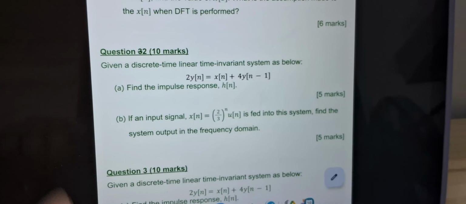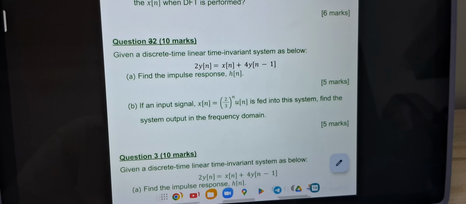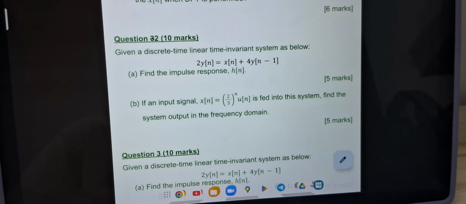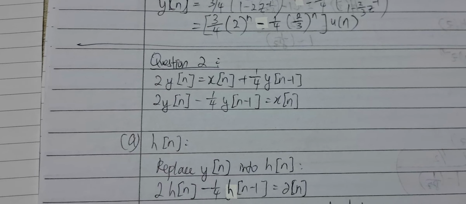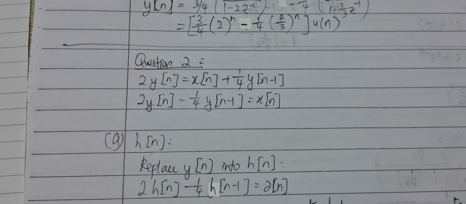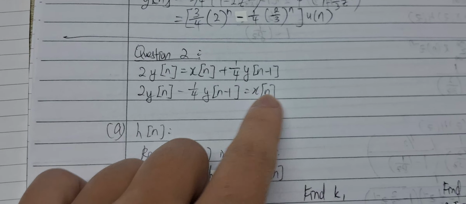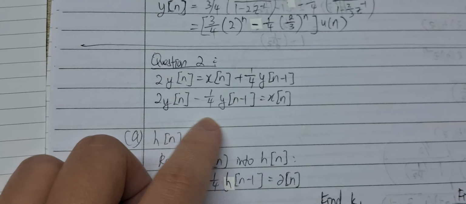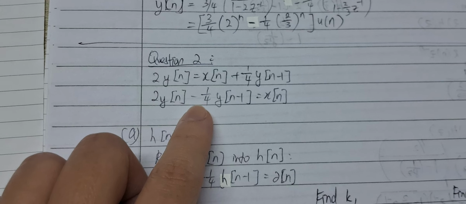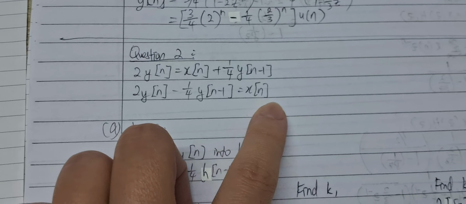Moving forward to question 2. For question 2, the equation has been modified to 2y[n] equal to x[n] plus 1/4 y[n-1]. So we will arrange it into a difference equation: 2y[n] minus 1/4 y[n-1] equal to x[n].